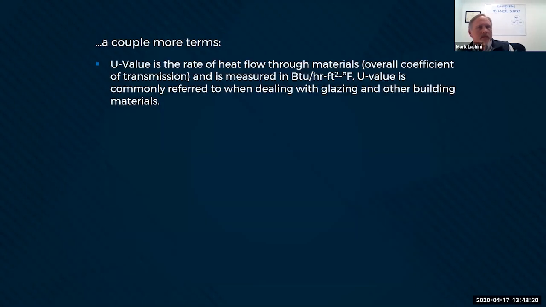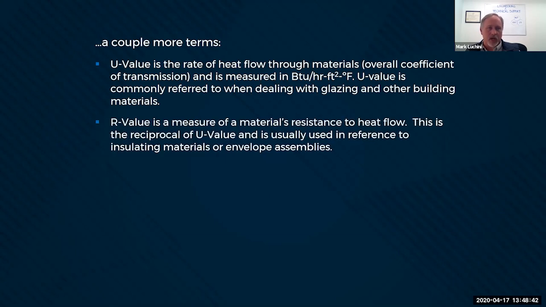A couple more quick terms. We've all heard about U value. All builders know about U values. Basically, it's just a measure of how quickly and easily heat can flow through a building material. Usually, when you talk about building materials, you'll see that more attached to glazing, as opposed to other things like insulation, where you talk about the R value of the material, which is the inverse of U value, and it measures the resistance to heat flow.